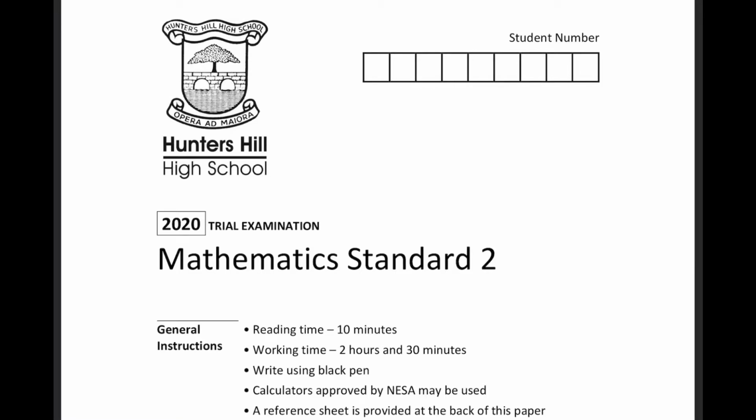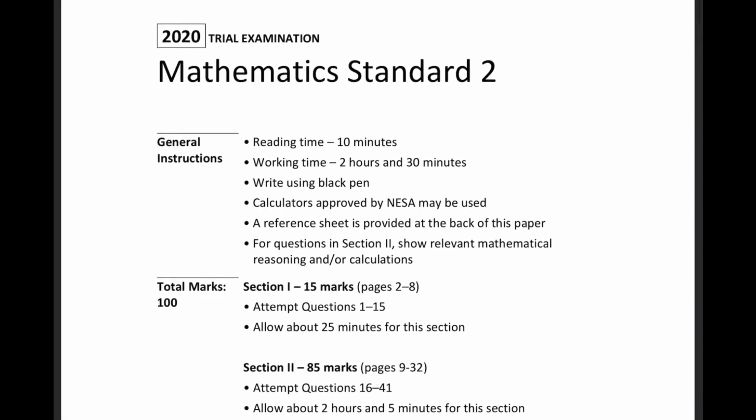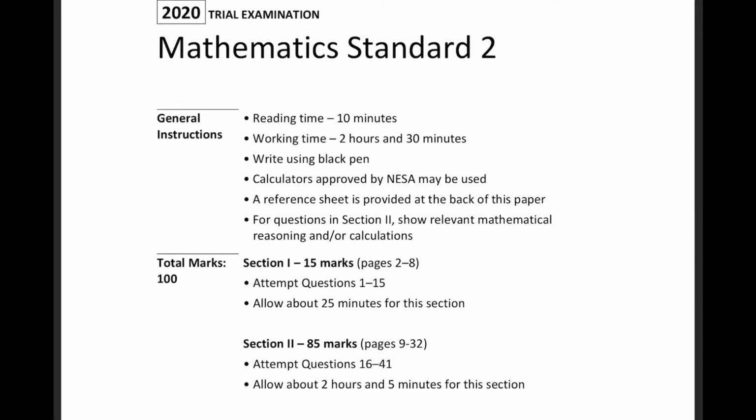Hey guys, in this video we're going to go through the 2020 Mathematics Standard 2 trial paper from Hunters Hill High School. It's a 2.5 hour exam, 10 minutes reading time, divided into two sections. Your first section is multiple choice worth 15 marks, so 1 mark for each multiple choice question, and you have to give yourself about 20-25 minutes for this section. And then the remaining time, so about 2 hours, 5 minutes for section 2, which is your short answer questions.